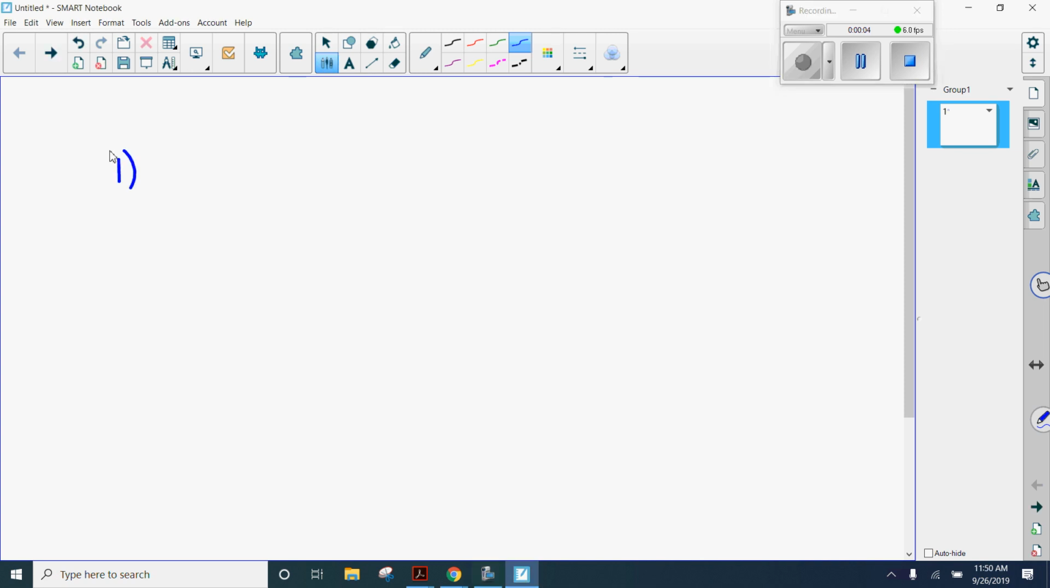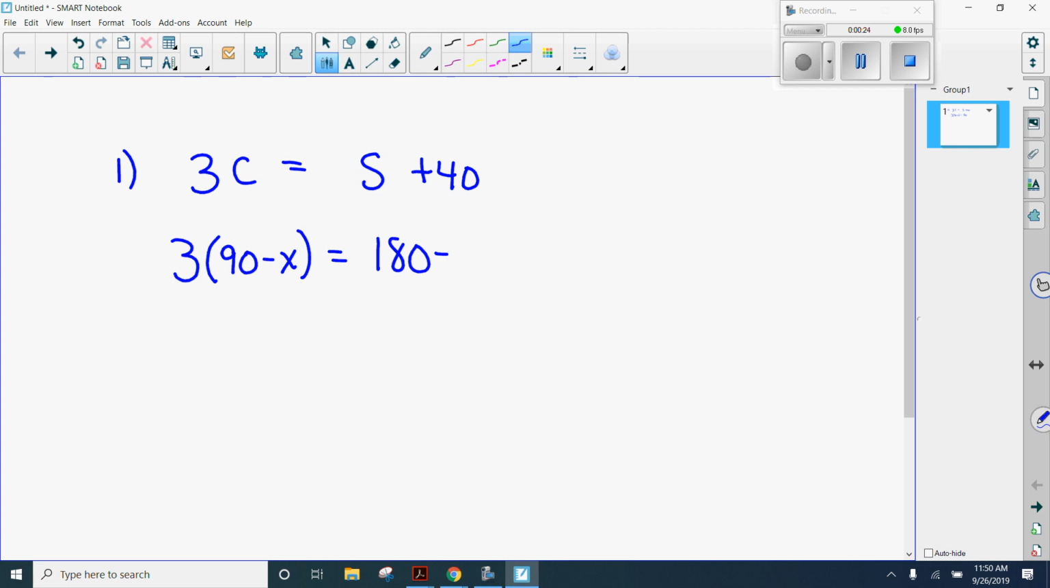Number one, 3 times the complement of an angle is 40 more than the supplement of the angle. How do you show complement? 90 minus C. 90 minus X or C or A or whatever you want your angle to represent. Supplement is 180 minus X.